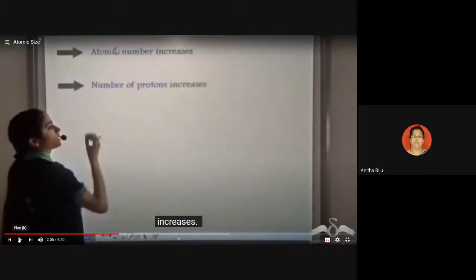So from here onwards, it is important for us. Along the period, what will happen? Along the period means along the horizontal rows. Atomic number increases. You can look at your periodic table so that you can understand it properly. Atomic number increases when we are moving from left to right. This is the first point. Second point is number of protons increases. So when atomic number increases, obviously number of protons as well as number of electrons increases.